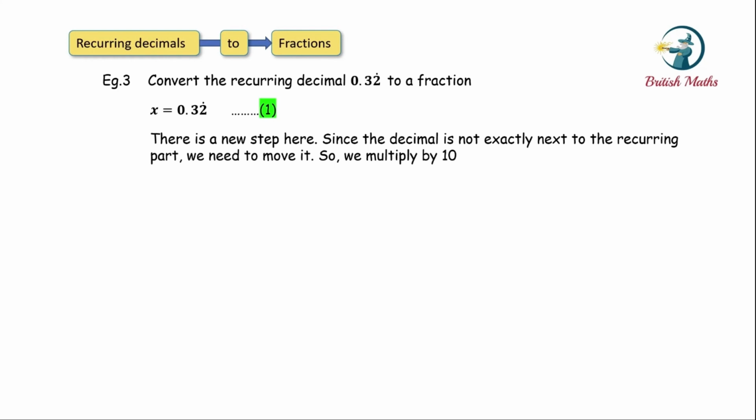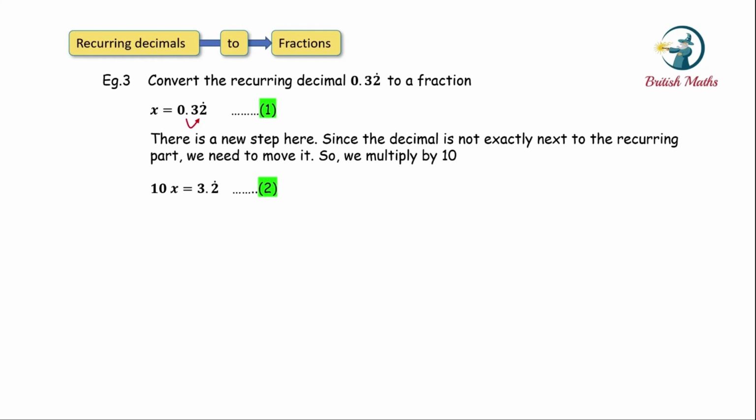Here we have a new step. The decimal has to be exactly near the repeating part. So I want to repeat this, but change the decimal from before the 3 to before the repeating or recurring 2. So we have to multiply by 10. So we need to remove the decimal from here to there. We get 10x equals 3.2 recurring, right? Yes, it makes sense. Now forget about equation 1, completely forget it. Let's move from equation 2. Let's start from equation 2.